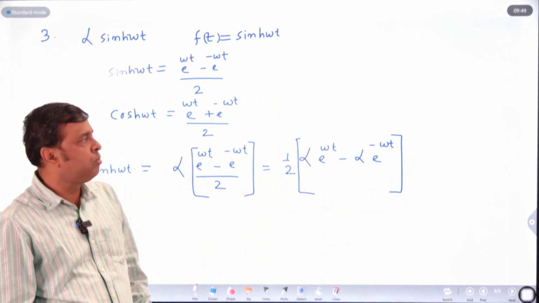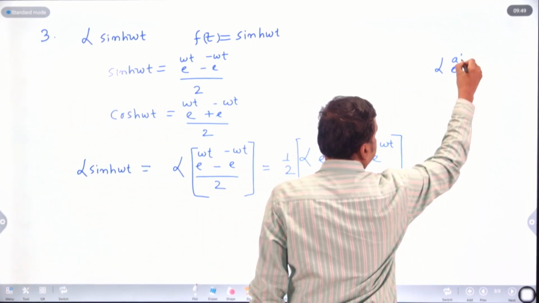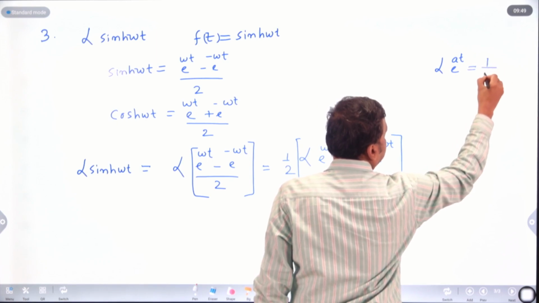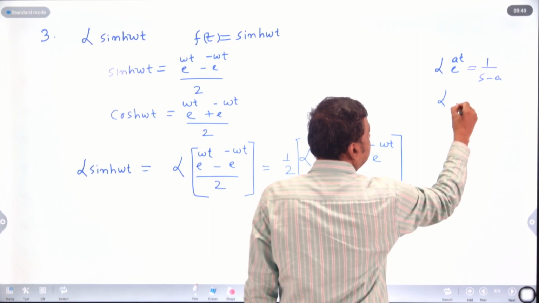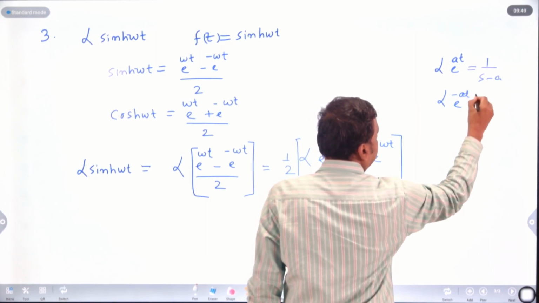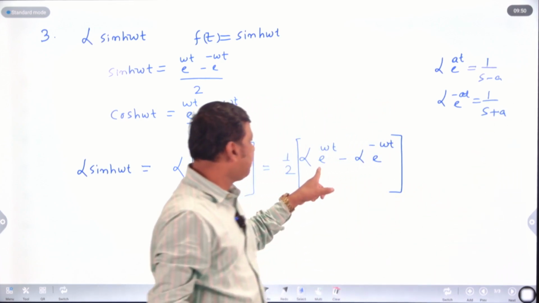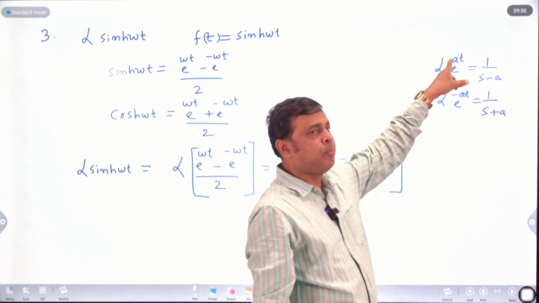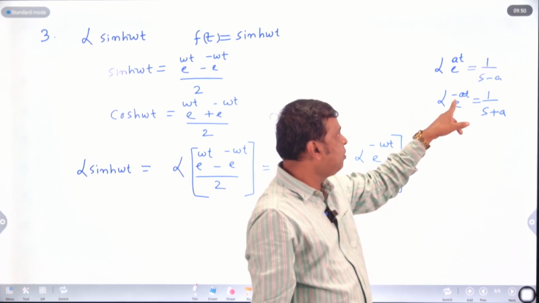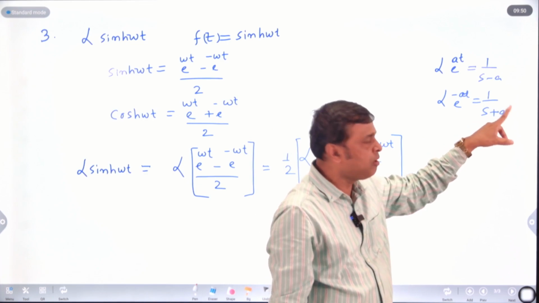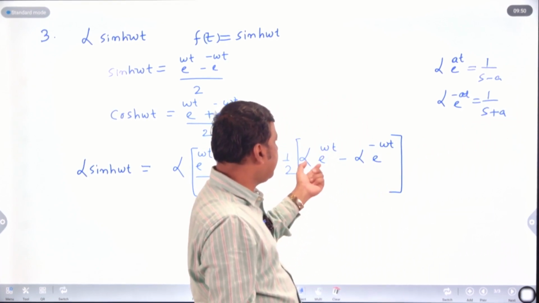So already I told you the Laplace transform of e to the power plus a t in the previous slide, that is your 1 by s minus a. If it is plus, this will be minus. And Laplace transform of e to the power minus a t, that is your 1 by s plus a. So here in Laplace transform of e to the power omega t, here a is your omega. The value is how much? s minus omega. And Laplace transform of e to the power minus omega t, that is your 1 by s plus omega. So there is no need to again derive the Laplace transform.